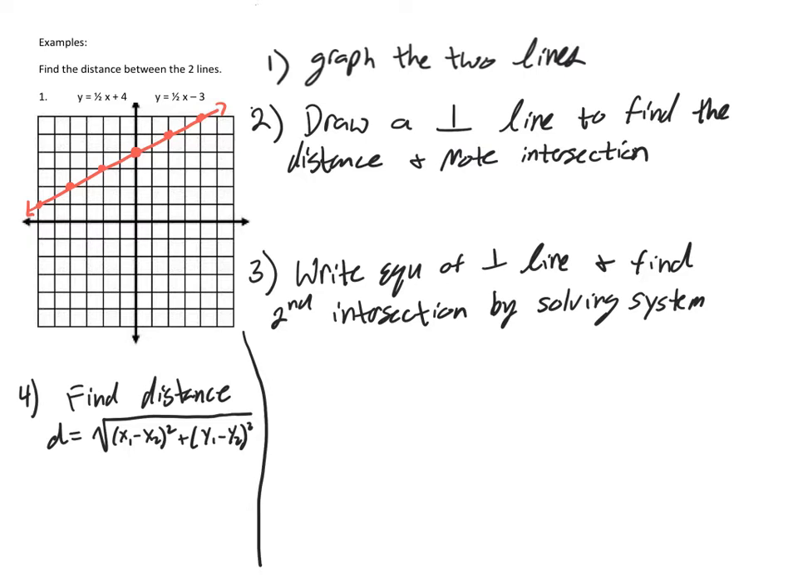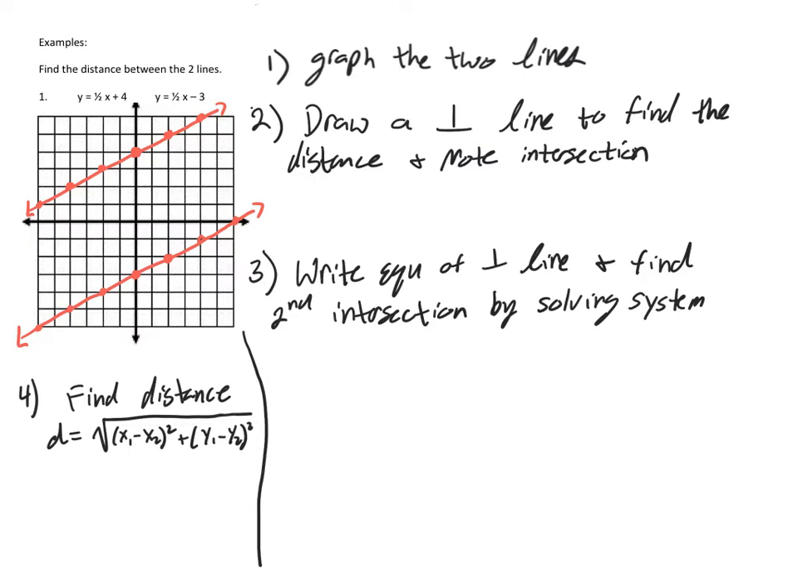So that's my first line. And let's get my second line. Remember, these are supposed to be parallel lines. So if you graph them and they don't look parallel, just double check how you graphed them because something probably went wrong. Okay, now we want to find the distance between these two lines. The shortest distance between two parallel lines is going to be with a line that is perpendicular to both of them. Since they're parallel, if it's perpendicular to one, it's perpendicular to the other one.